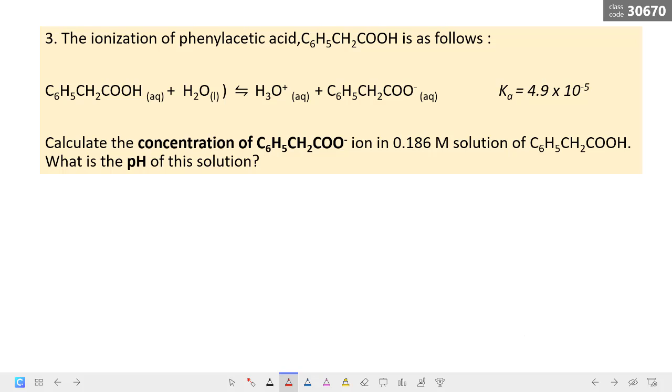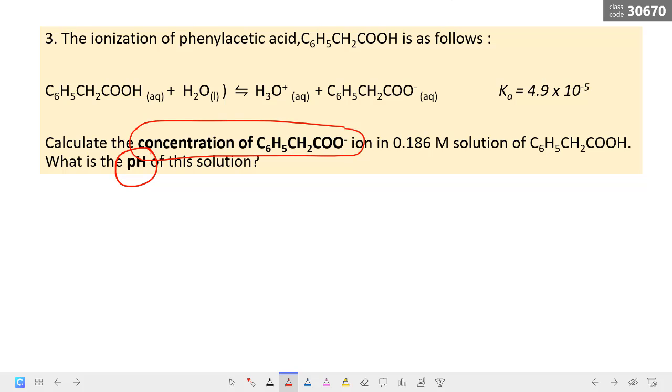Okay. The ionization of phenyl acetic acid is as follows. Okay, so this is phenyl acetic acid dissociates slightly in water into ions. And you can see here the Ka value is 4.9 times 10 to the power of -5. Okay, the question are, calculate the concentration of phenyl acetate ion ini, okay, in 0.186 molar solution of phenyl acetic acid. And what is the pH? Jadi ada dua benda. Kita kena kira concentration species ini ataupun ion ini. Satu lagi kita kena kira pH.